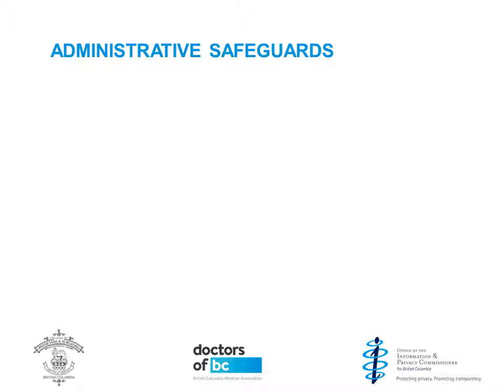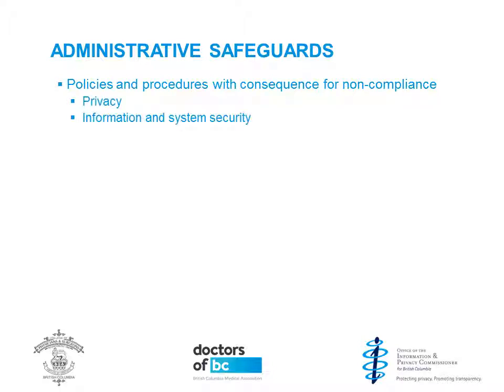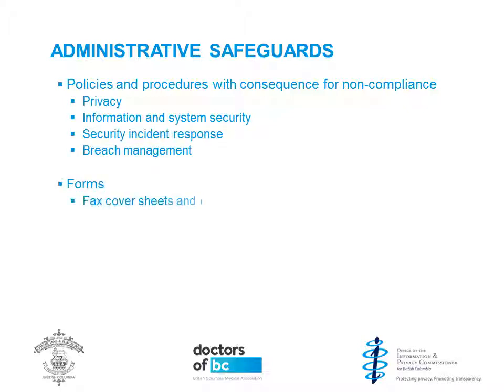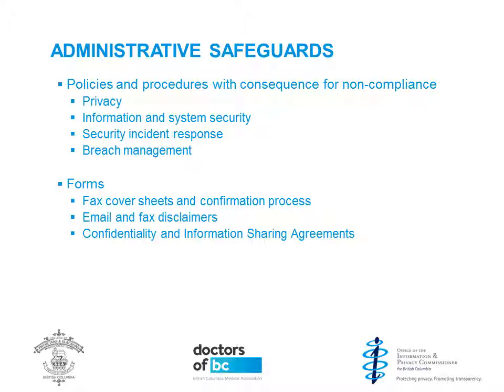What do we mean by administrative safeguards? They include documented policies and procedures that include consequences for non-compliance for privacy, information and system security, security incident response, and breach management. Forms like fax cover sheets and confirmation processes, email and fax disclaimers, confidentiality and information sharing agreements, contracts, and employee training when hired and periodically afterwards. These are just a few examples that will help everyone know what to do and how. Check out the Forms tab in the Privacy Toolkit for confidentiality and information sharing agreement templates.